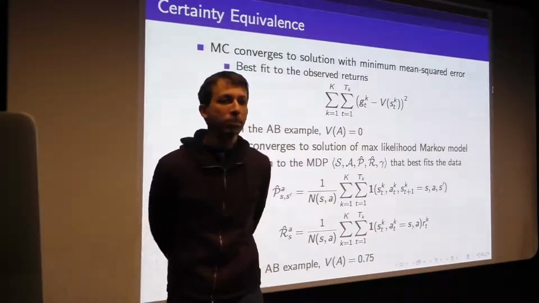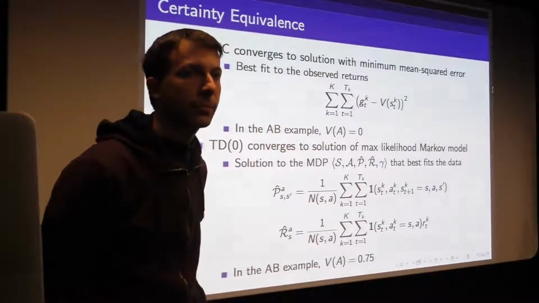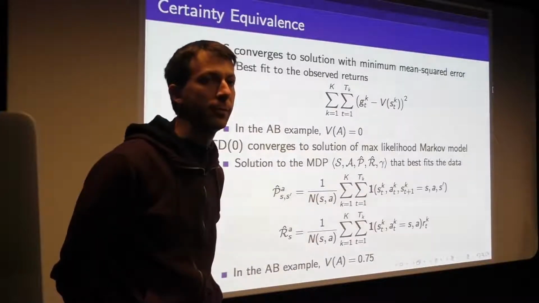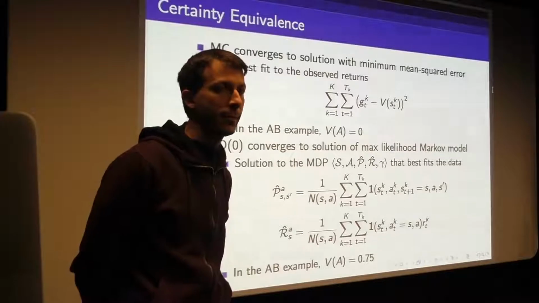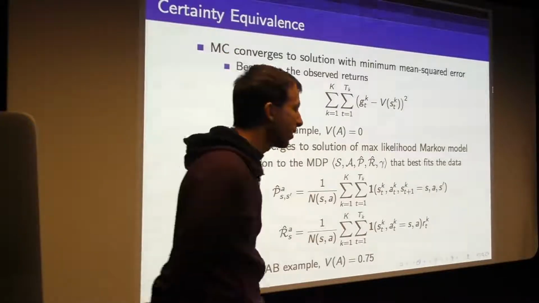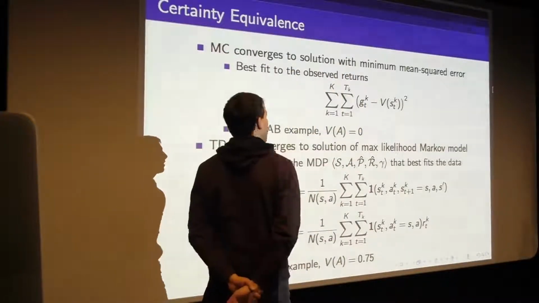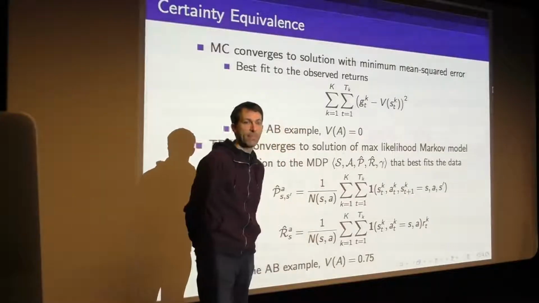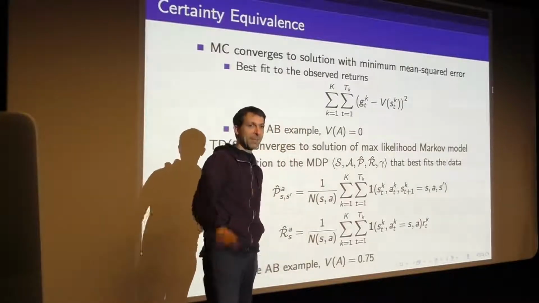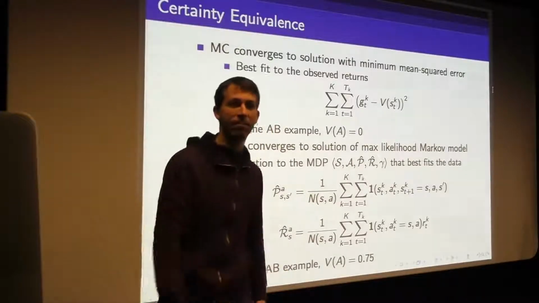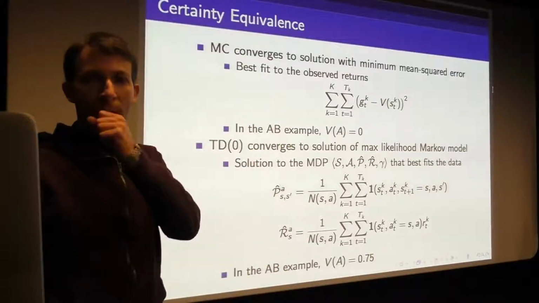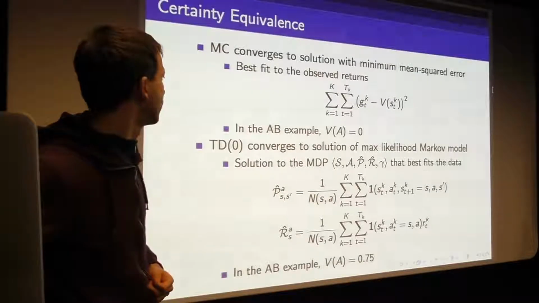Yeah? If you know the MDP, can you give it to Monte Carlo so that it doesn't, do you know what I mean? Right, so the question is, if you know the MDP, can you give it to Monte Carlo to ask it to sample from the MDP and work from those observed returns? We'll come back to that in lecture 8 or 9. We'll do exactly that. It's a good idea.